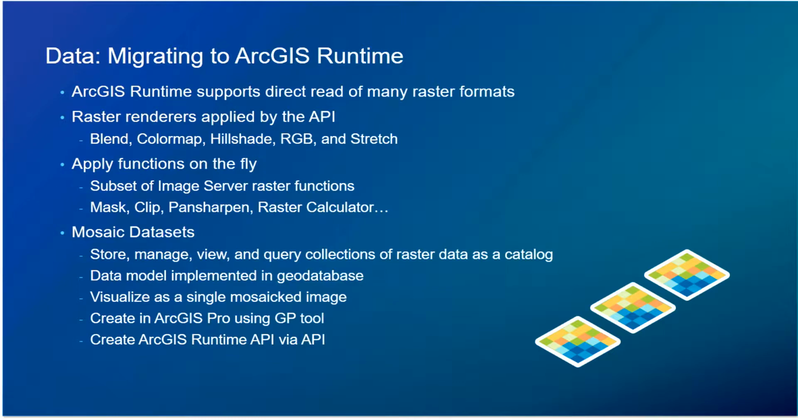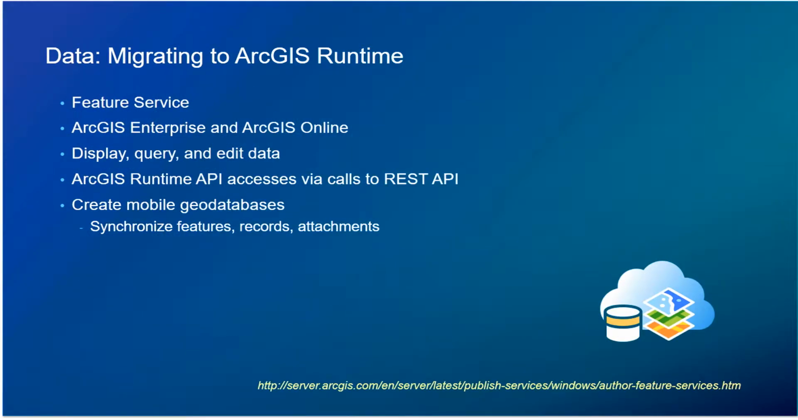As well as being able to create via the ArcGIS Runtime API, there's a geoprocessing tool to create these mobile mosaic datasets as well. And then I've talked about some of the local data formats there, mobile geodatabase and raster data. The feature service is another key part of working with the ArcGIS Runtime and the ArcGIS platform. Feature services are supported from both ArcGIS Enterprise and ArcGIS Online.